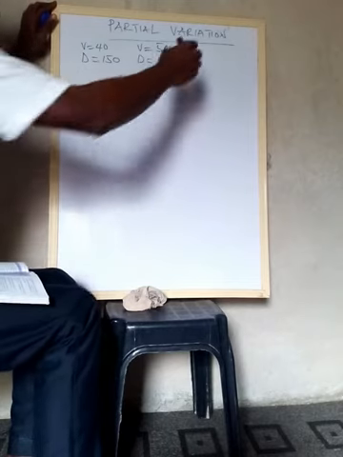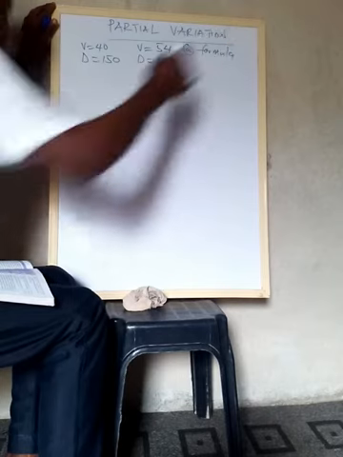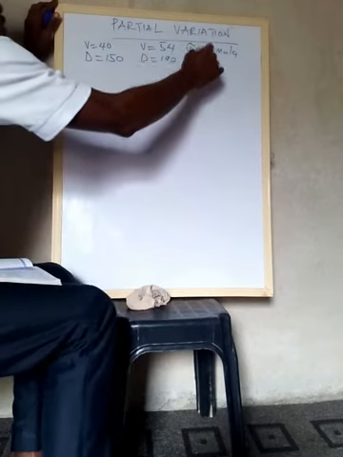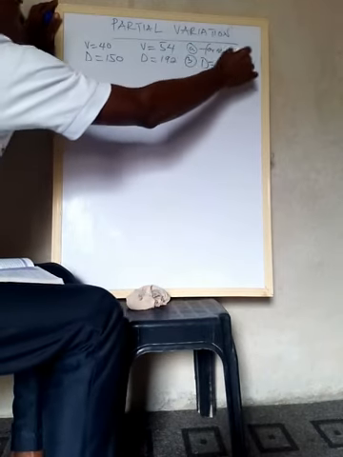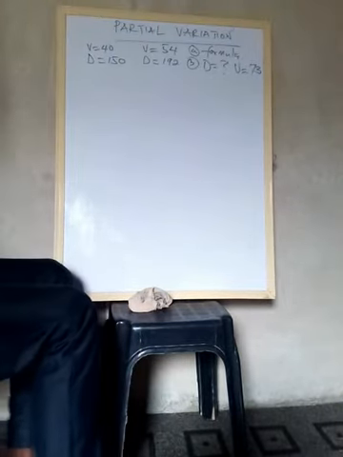Now first we find the formula connecting them. That's what we are going to find first, and then we are going to find the B part of the question. We're going to find D, which we don't know, when V is 73. So that's our first question on partial variation.